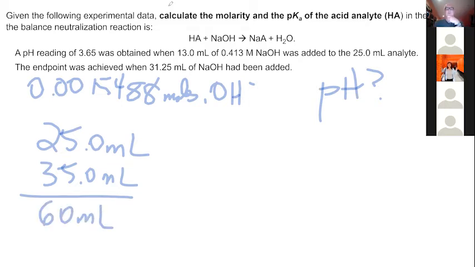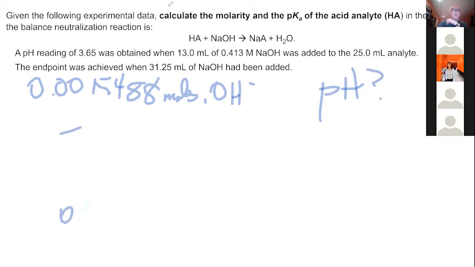So I've got a volume and I've got moles. What can I do with that? Molarity. I can figure out the molarity of hydroxide. So that would be that number of moles divided by 0.060 liters. That's 60 milliliters.